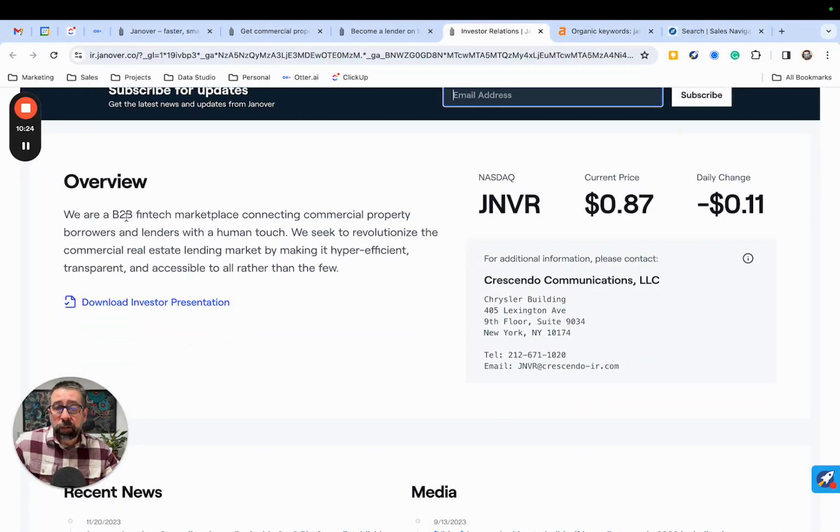So we take a look here. The first thing is fintech, right? They're fintech, that's the platform play. They're connecting commercial property borrowers and lenders, right? So they're essentially selling the marketplace, or the software in here is kind of their ultimate play.